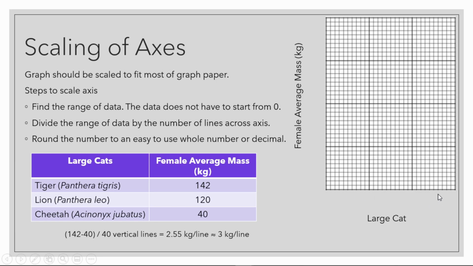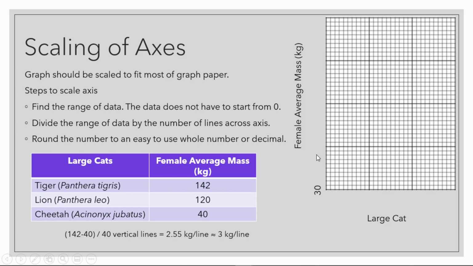40 would mean that the cheetah's bar would show up right on the bottom and would look, to most people not paying attention to the scaling, like the cheetahs weighed nothing. So instead, we're going to make the range so that cheetahs show up as a bar. I'd like to start with a 30. And then if I use my 3 kilograms per line, I have plenty of space to still fit in the tigers.